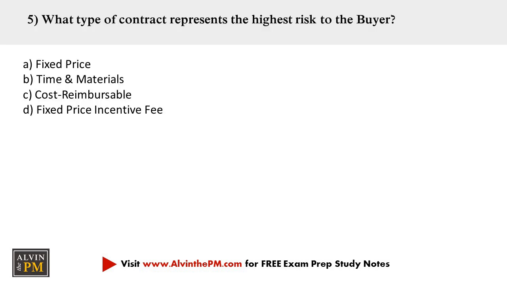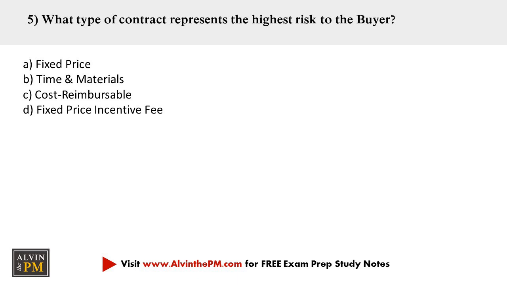Question 5. What type of contract represents the highest risk to the buyer? A. Fixed price. B. Time and materials. C. Cost reimbursable. Or D. Fixed price incentive fee. Pause the video right now and think about which answer you think is correct.